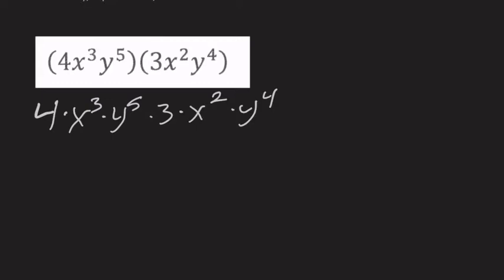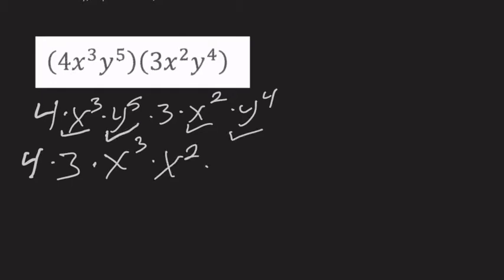So, for example, the numbers. The first thing I'm going to write is the numbers, 4 times 3. Now I'm going to write the x's: x cubed times x squared. Now I'm going to write the y's: y to the 5th times y to the 4th. Now, 4 times 3 is simple. It's 12. That's multiplied by x to the 3rd times x squared.